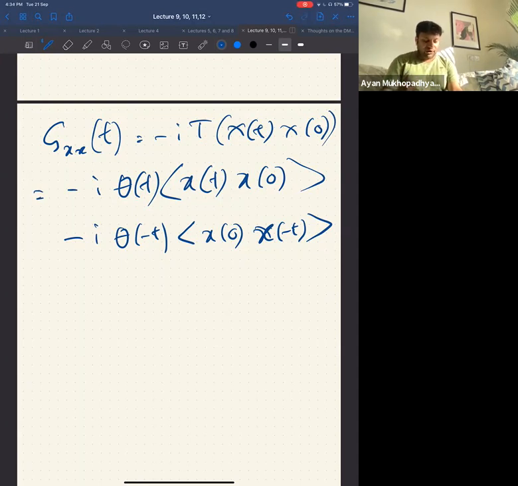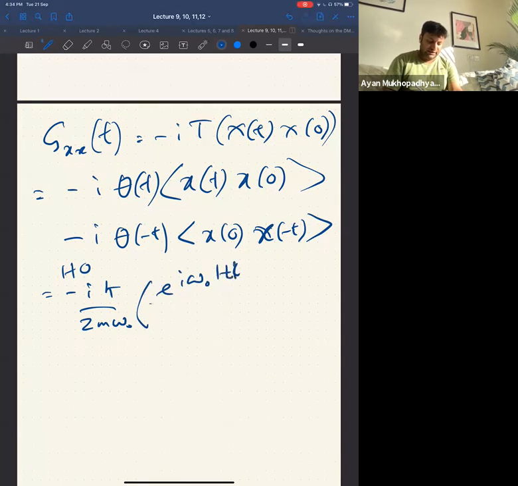This is something that we saw for the harmonic oscillator. I think what we got was, for the harmonic oscillator, minus i h bar over 2 m omega naught, times e to the power of minus i omega naught mod t.